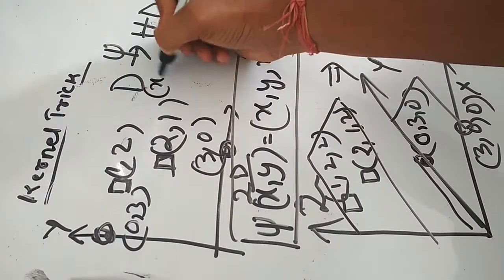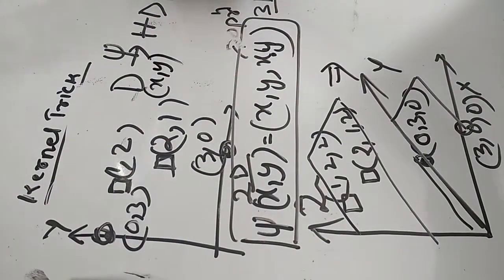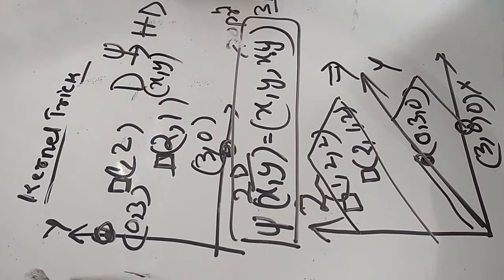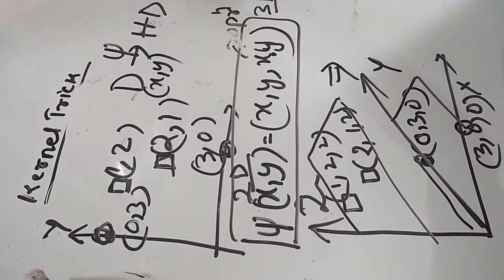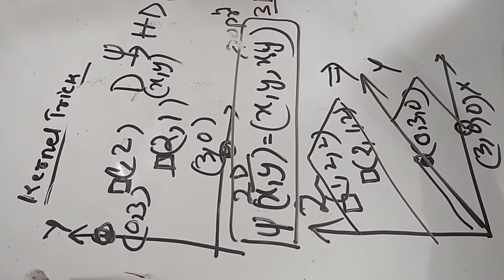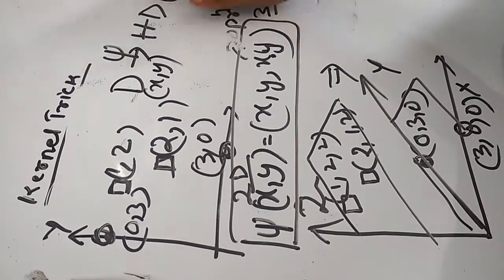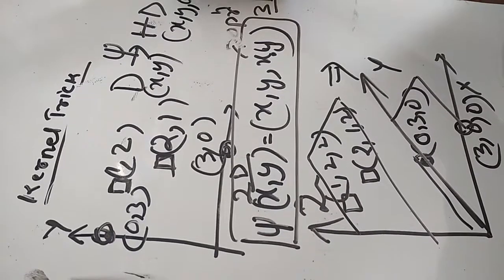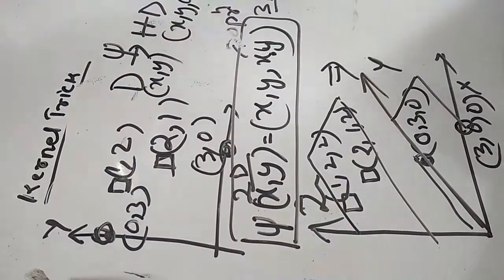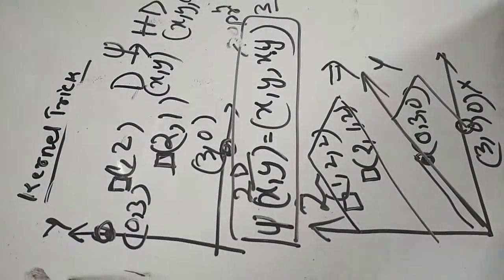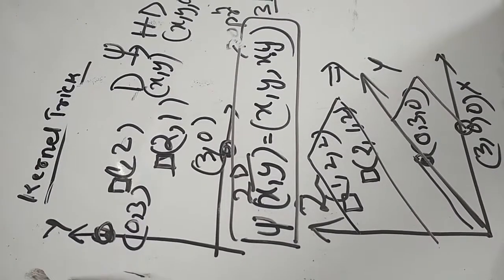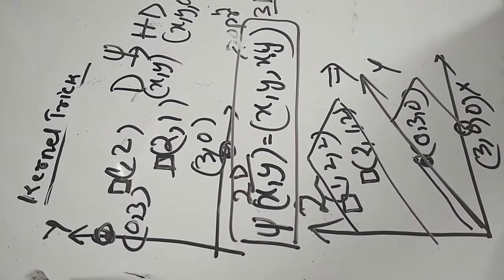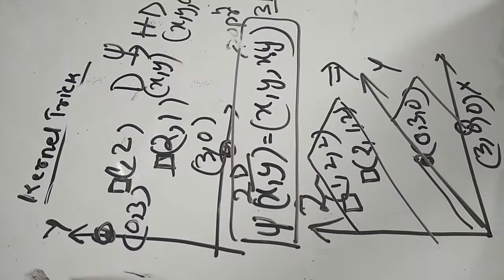So that dimension has some x, y, and the higher dimension has some operation on x, y. So this is a nice problem which can be solved using the kernel trick by increasing the dimensions. So thank you.